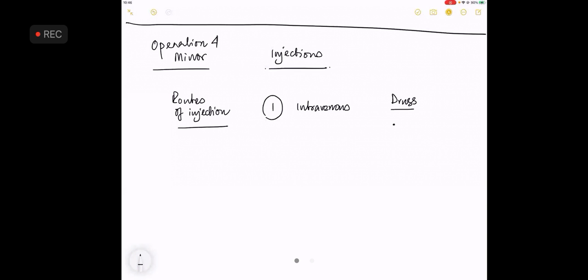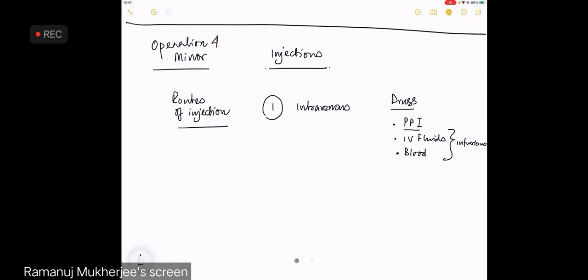Remember that drugs that are given intravenous can be, to start with, proton pump inhibitors. They can be any other drugs. Yes, sir. IV fluids are routinely given. Blood is routinely given, but these are not injections. These are infusions. Again, pharmacology. Infusions are liquids that are given over a time. Injections are short liquids that are given over a limited time. So I am not teaching pharmacology.